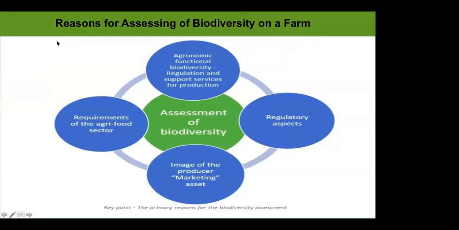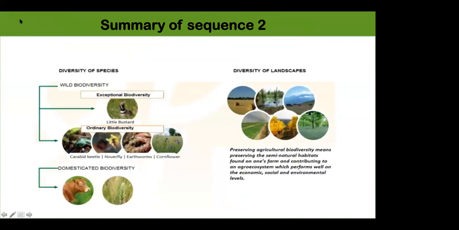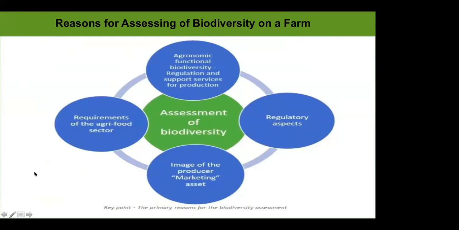All right. So we were discussing the reason for assessing biodiversity on the farm, and I was saying that for the regulatory aspect of it, there is need to assess biodiversity. And I was making an example of making charcoal from wood.